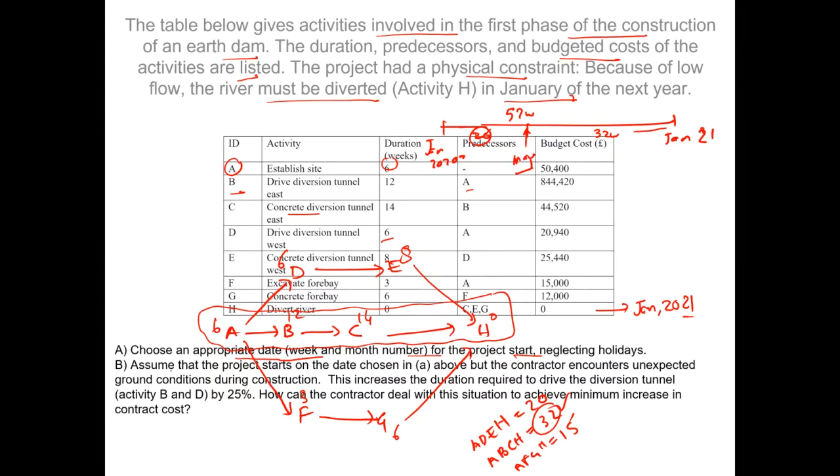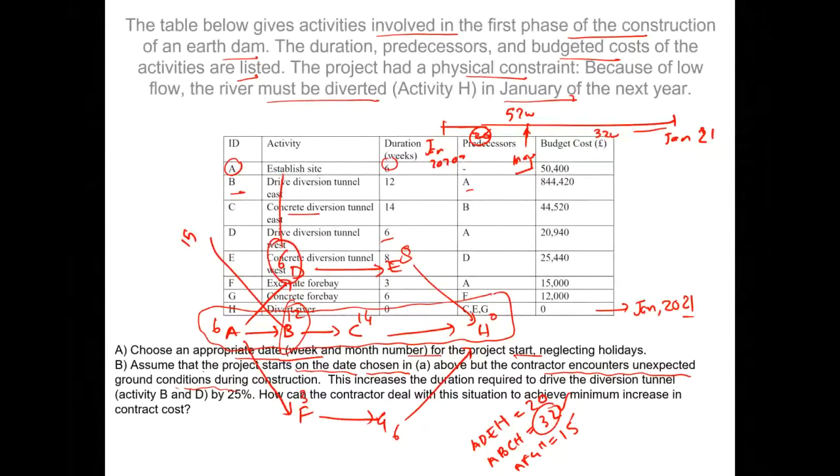But the other question here was to assume that the project starts on the date chosen. So let's assume we suggested that the project should start in May 2020 and it has started in May 2020. However, the contractor encounters unexpected ground conditions during construction. This increases the duration required to drive the diversion tunnel, activities B and D, by 25%. So unfortunately, as we started work on this project, the duration of activity B jumped from 12 by 25%, so it moved from 12 to 15 weeks.